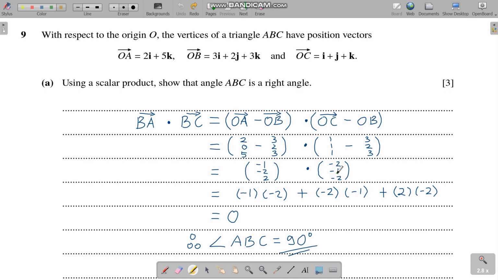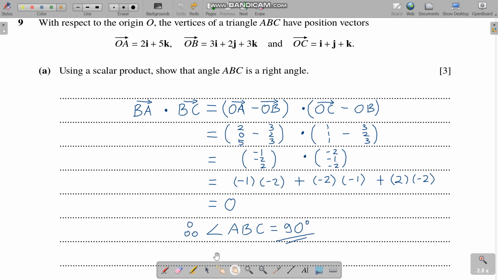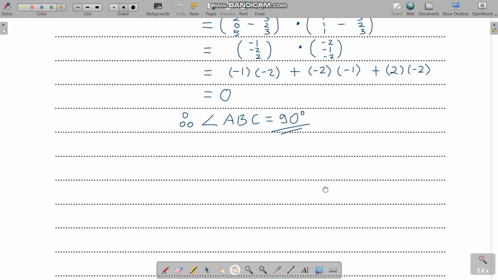The dot product means we add the product of each corresponding component. So for the x component, minus 1 times minus 2, minus 2 times minus 1, 2 times minus 2, we multiply and then add everything, and we should get 0. Since the dot product is 0, draw a conclusion. Therefore, the angle ABC is 90 degrees.